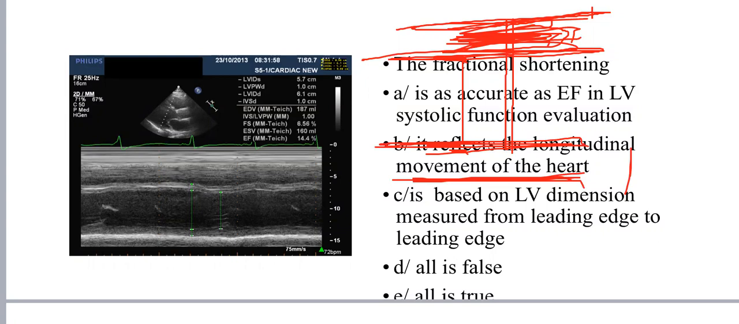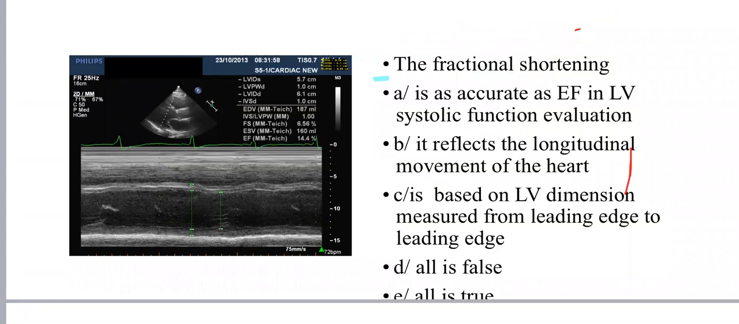We are taking the inner interface, the inner walls. So the inner edges of the wall is trailing to leading edge. Okay? You get the point here? Okay. Good. So let's move on. So here the answer is all false.